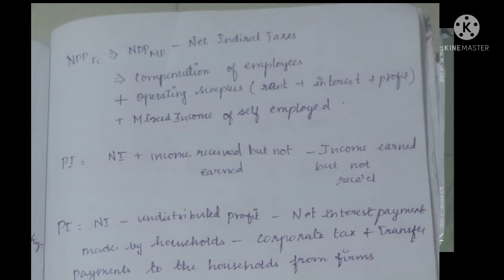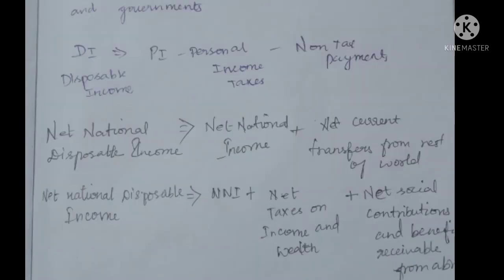Next one is DI, which is disposable income: personal income minus personal income tax minus non-tax payments. Next one is net national disposable income. To calculate net national disposable income, you have to add two things. What are they? Net national income and net current transfer from rest of the world.